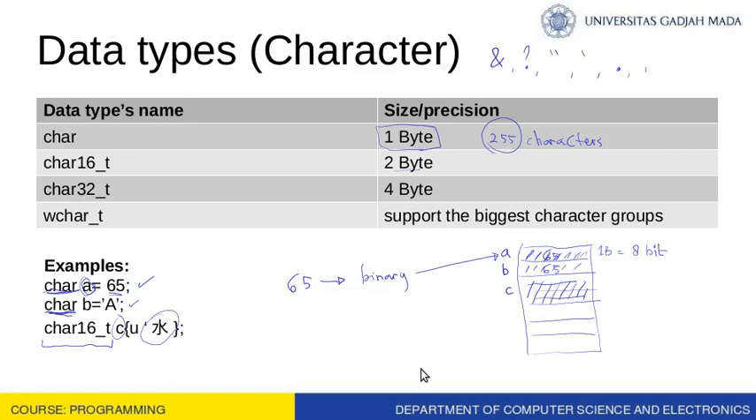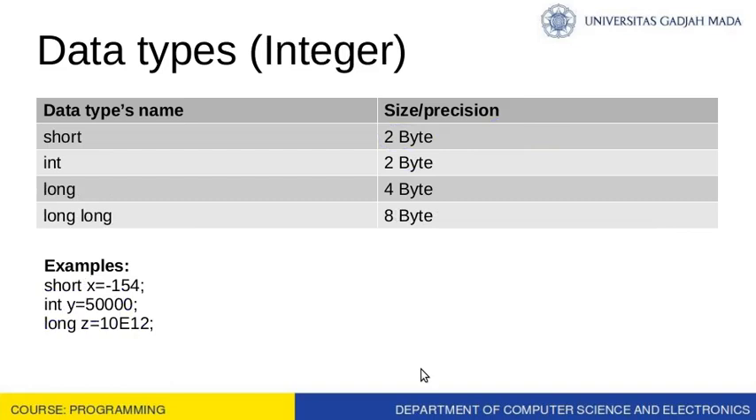Okay, that's the first data type that we have. And then the second data type is integer. We have 4 data types for integer. The first is short. This is only 2 bytes. And then integer, this is also 2 bytes up to 4 bytes. And then long integer, this is long or long integer, it is 4 bytes, and long long it is 8 bytes.